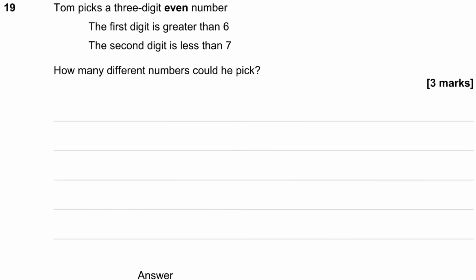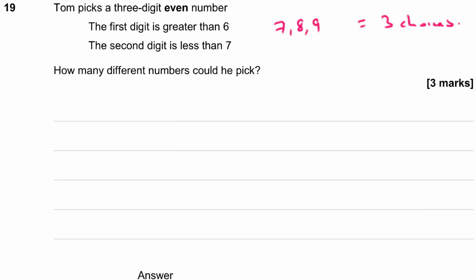Question 19. Tom picks a 3-digit even number. The first digit is greater than 6, the second digit is less than 7. How many different numbers could he pick? Okay, so let's think this through. If the first digit is greater than 6, it could be a 7 or an 8 or a 9. So I've got 3 choices.